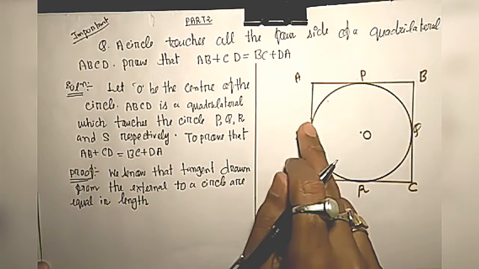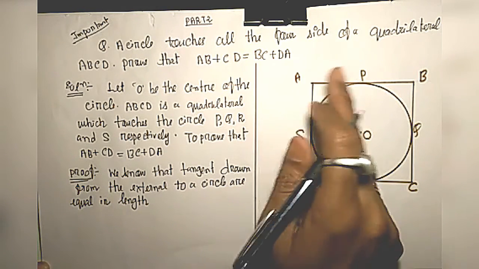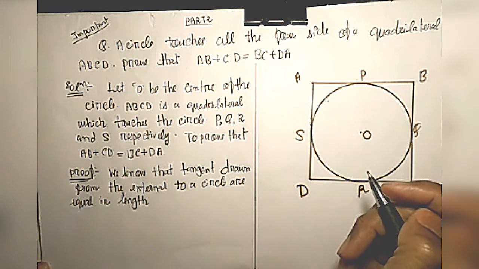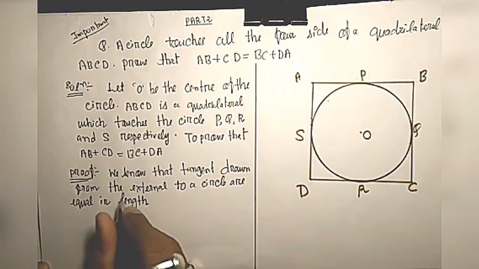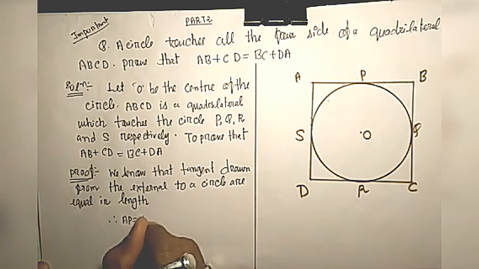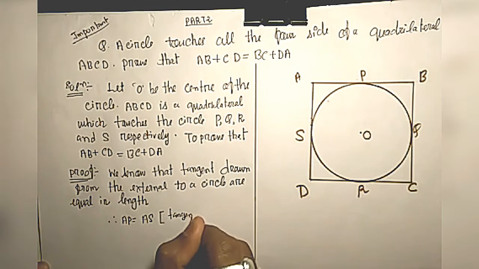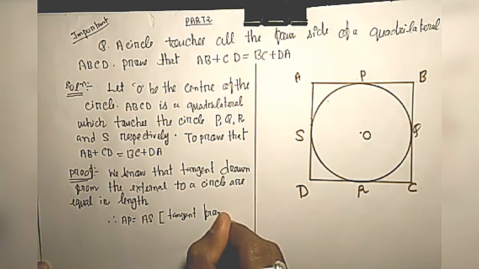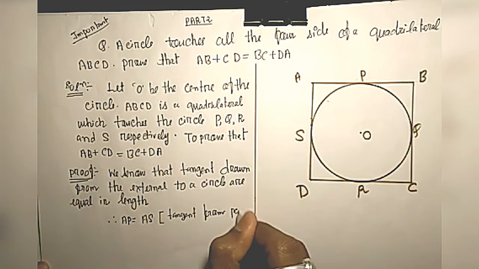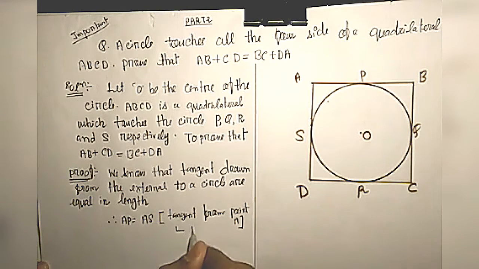So A is an external point, AP and AS are the tangents. So the length of AP and the length of AS should be equal. Therefore AP equals AS, tangents drawn from the point A. Suppose this is equation 1.